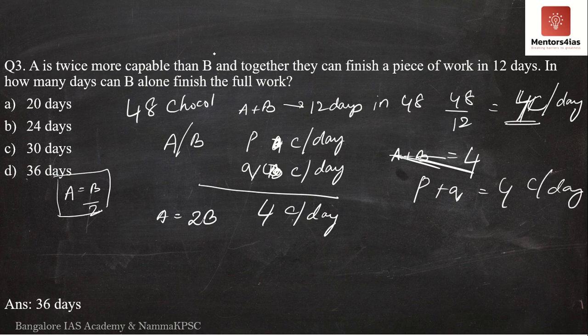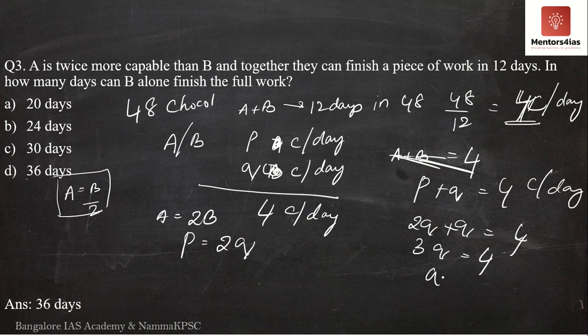Now, since A is twice as capable as B, A should be able to eat 2 times the number of chocolates eaten by B per day. So, can I say P is equal to 2Q? Correct? It has to be, because he is 2 times more capable. So, I will substitute P as 2Q. I get 2Q plus Q is equal to 4, or 3Q is equal to 4. Therefore, Q is equal to 4 by 3 chocolates per day.